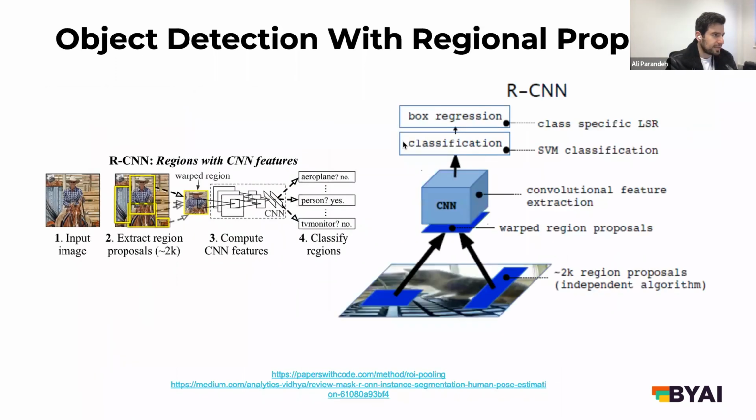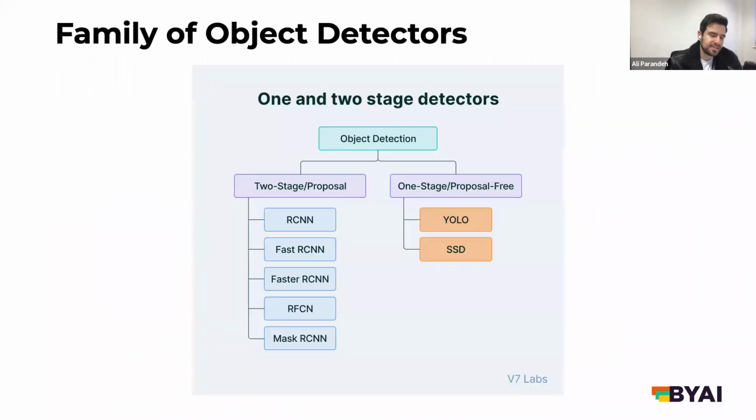So let's start with the first one, RCNNs. I will take you through what the one stage and two stage detectors mean. The two stage detectors are called two stage because in the first stage, the detector has to propose a bunch of regions, and then in the second stage, those regions are classified. With a one stage detector, both the regions and the classification of the regions are done at the same time, in the same forward pass.